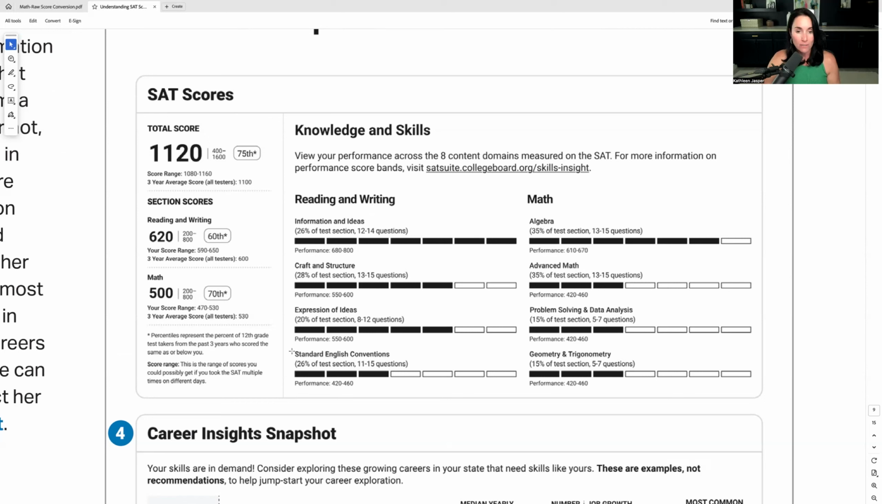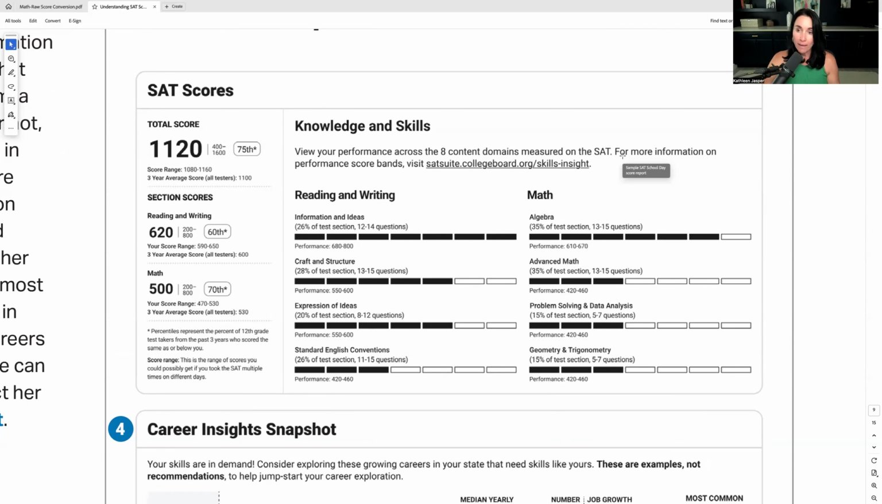So definitely for this particular student, I would have a look at those standard English conventions and work on some grammar because those are easy things to fix. Now for the math, you can see that you did the best on algebra, and then advanced math, problem solving, data analysis, and geometry and trigonometry were all sort of equal. You didn't do so great on those questions, so you would want to go back and really fix up those areas. This is where the breakdown of the content domains is very helpful because you can zero in on what you were low in and go back and fix up those skills.